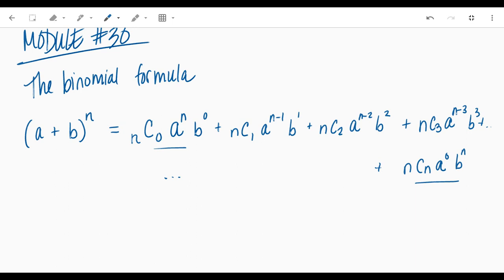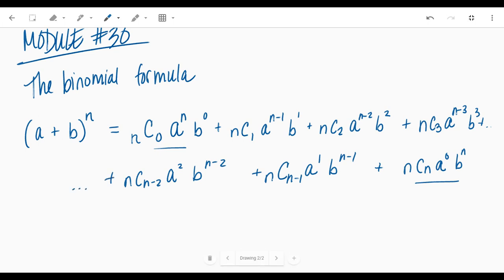Which means that right before this, we would have had n choose n minus 1, a to the 1, b to the n minus 1. And we could even do one more before that: n choose n minus 2, a to the 2, b to the n minus 2. So it seems very confusing.